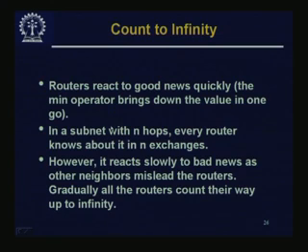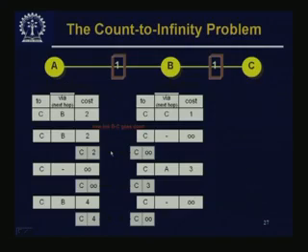So, this is the count to infinity problem. The problem is that routers react to good news quickly. The min operator brings down the value in one go. In a subnet with n hops, every router knows about it in n exchanges. However, it reacts slowly to bad news, as other neighbors mislead the routers. Gradually, all the routers count their way up to infinity. Okay. So, this is the problem.